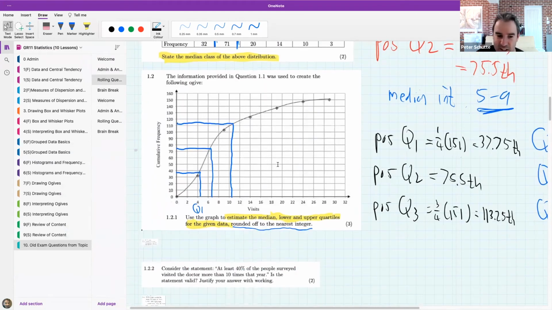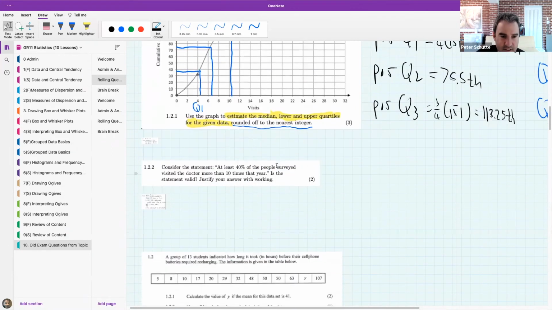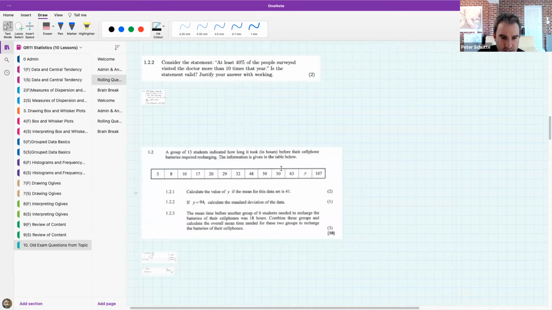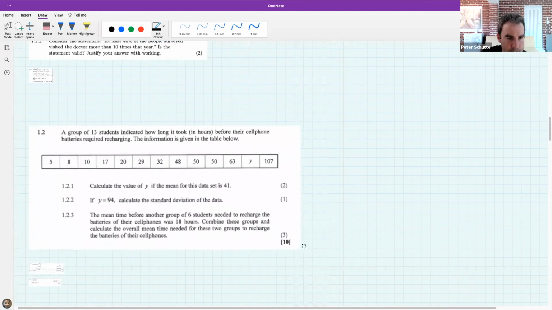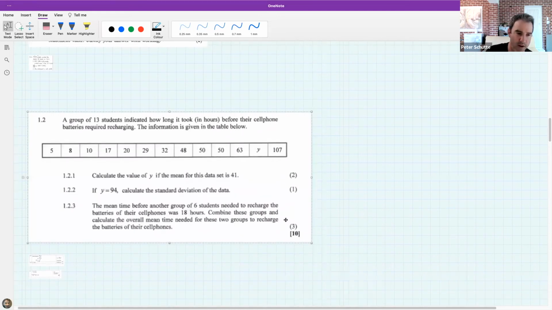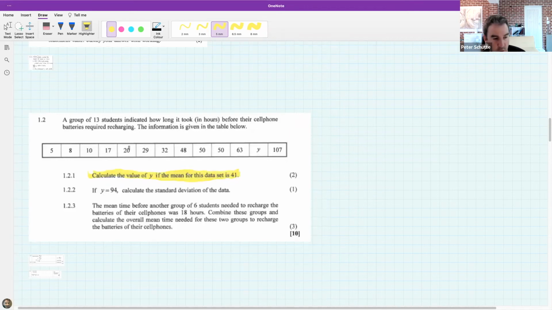Okay, let's go to the second part. Let's try this one, and do 1.2.1 first. This isn't grouped data. This is a list of data, and it's in ranked order. Can you calculate y for this data set if the mean for the data set is 41? So try and do that. And what working would you need to do?